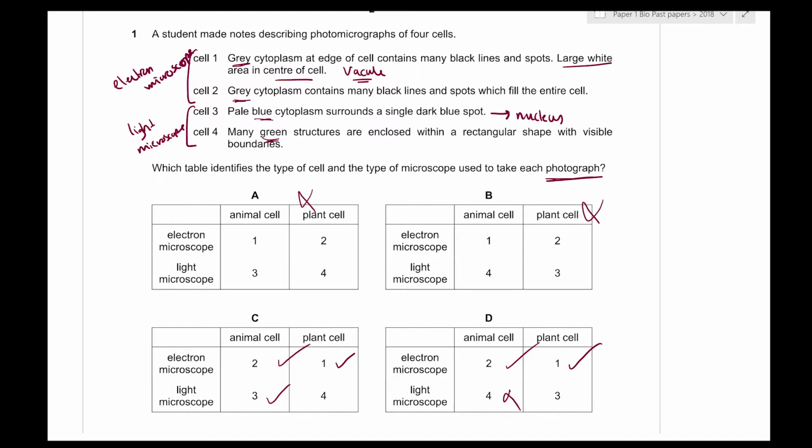This is incorrect. And for 4, many green structures are enclosed within a rectangular shape with visible boundaries. So rectangular shape within visible boundaries and green structures. These are most likely the chloroplasts. And because it says a rectangular shape, this means that the cell has a regular shape. And this is because of the cellulose cell wall determining its shape. Therefore, cell 4 must be a plant cell taken using a light microscope because it has color. Therefore, the answer must be C.